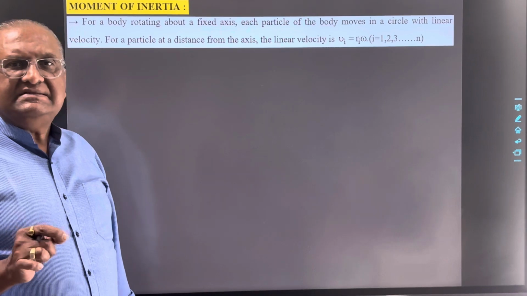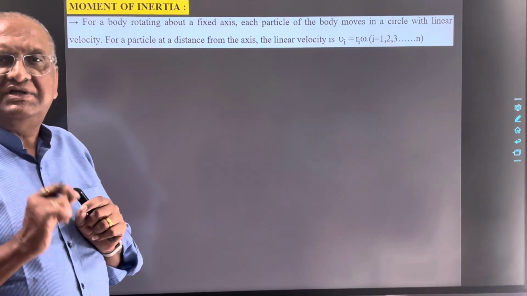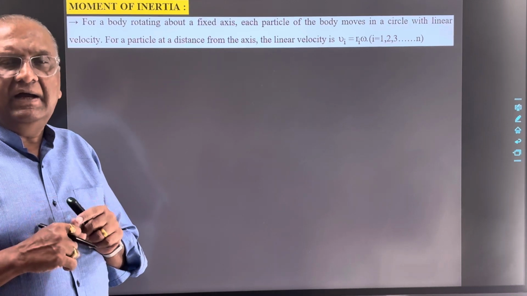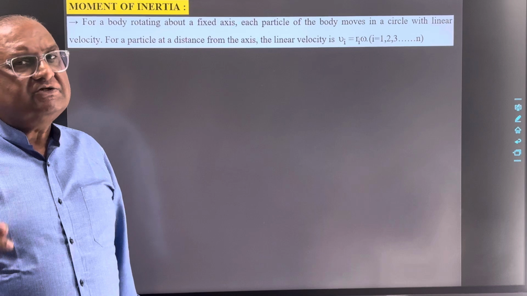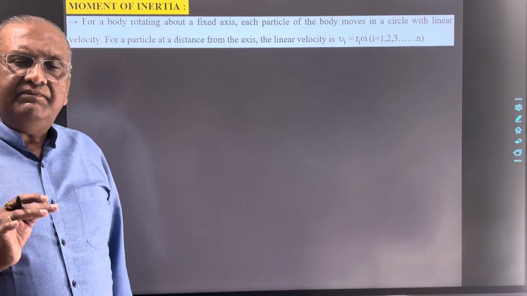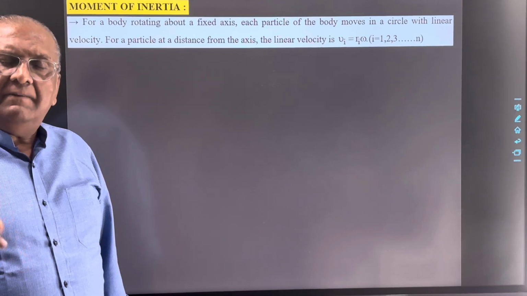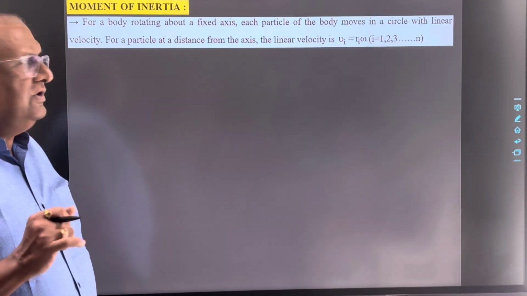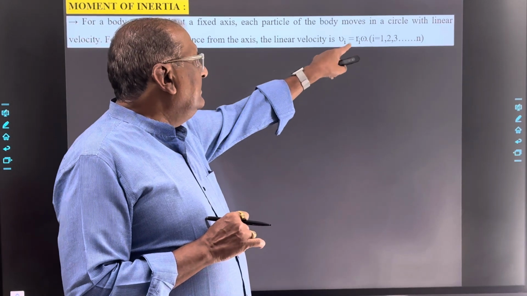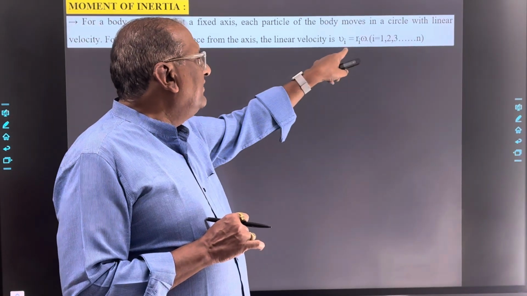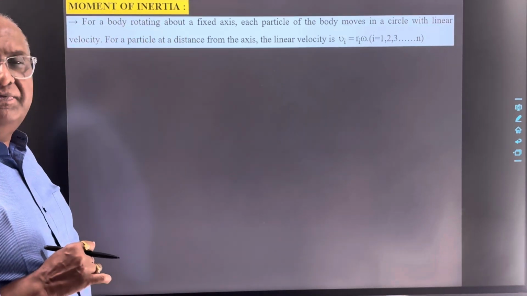where r is the perpendicular distance of that particle from the rotational axis, and omega is the angular speed, which is constant for each and every particle, meaning it is constant for the given rotating body. Okay, so here we can write the linear velocity vi equal to ri omega, and for different particles we can write i as 1, 2, 3 up to n.